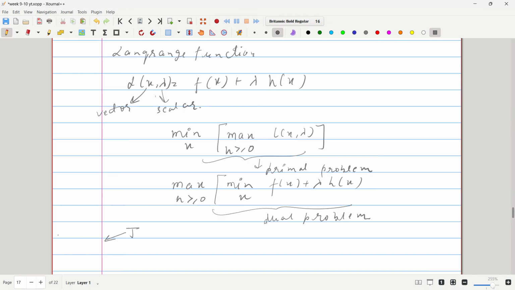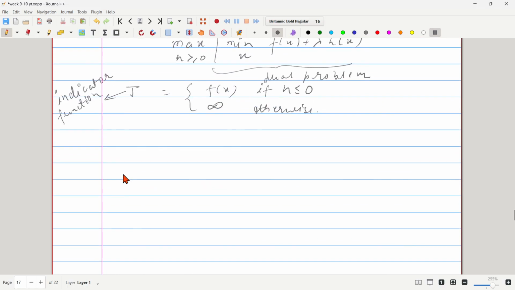And there is an indicator function represented as j. If it is returning the finite value of the function f, it means h is less than or equal to 0, and otherwise it is infinity. Okay.